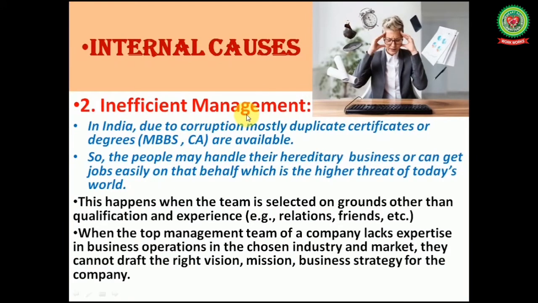Next is inefficient management. In India, due to corruption, mostly duplicate certificates or degrees like MBBS, CA are available. So people may handle their hereditary business or can get jobs easily on that basis, which is a higher threat in today's world. This happens when the team is selected on grounds other than qualification and experience, like relations or friends. Inefficient management occurs when the top management team of a company lacks expertise in business operations in the chosen industry and market. They cannot draft the right vision, mission and business strategy for the company.